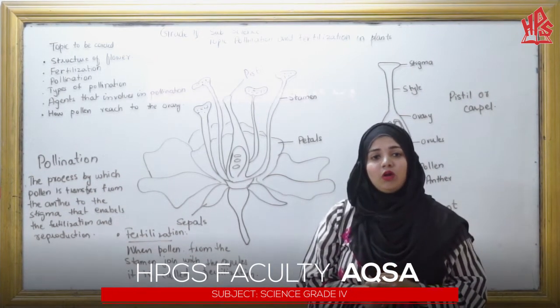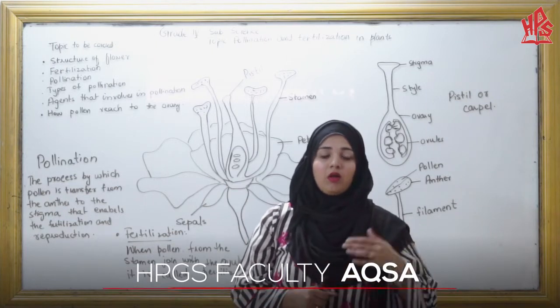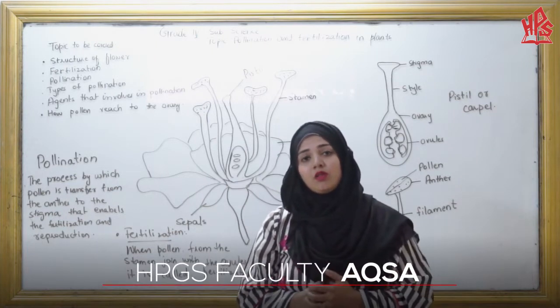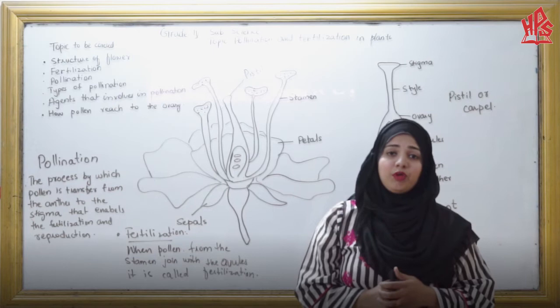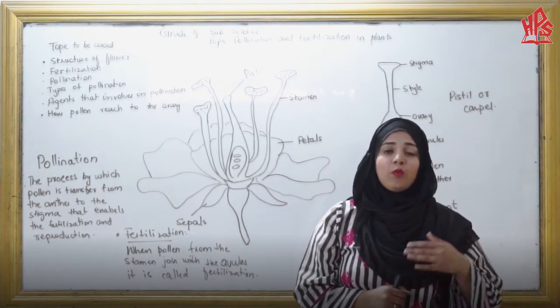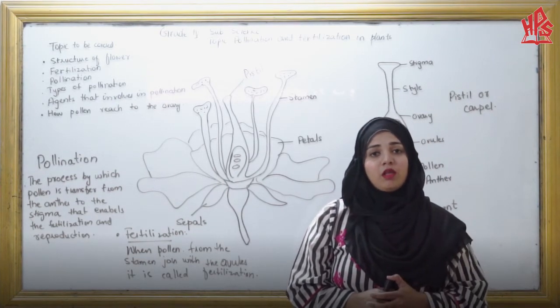Today we are here to learn about the topic pollination and fertilization. As we know that all living things reproduce, like all other living things, plants also reproduce. Plants reproduce by their seeds. When a seed germinates, it produces a new flower.